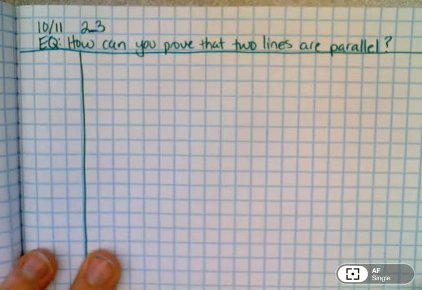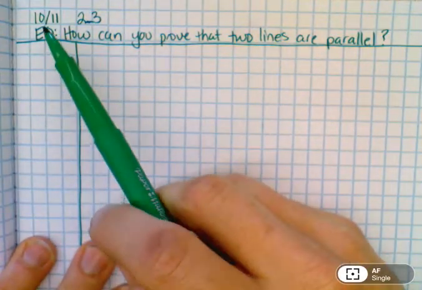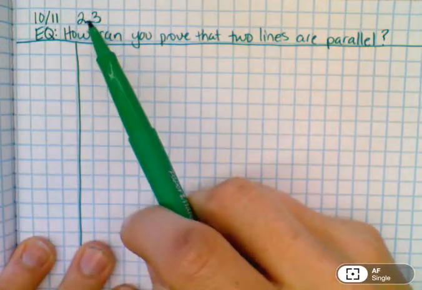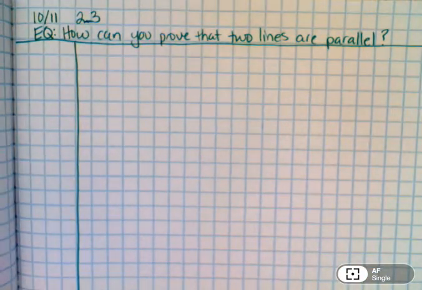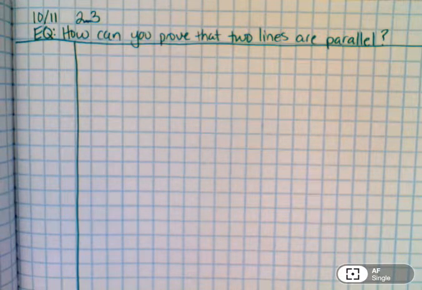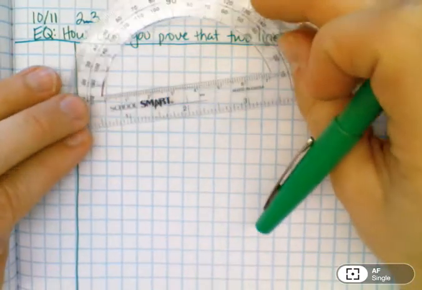Here's today's date, this is the date I'm doing it, but obviously you put your date, lesson 2.3, and then the essential question: how can you prove that two lines are parallel? Pause if you need to get that down. And then we're going to start by drawing a diagram and thinking about it a little.